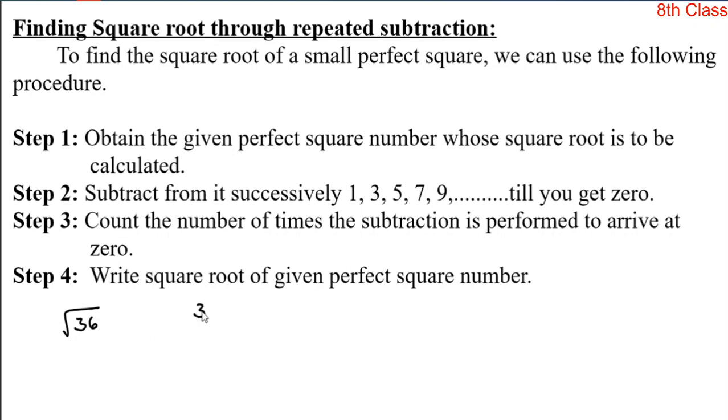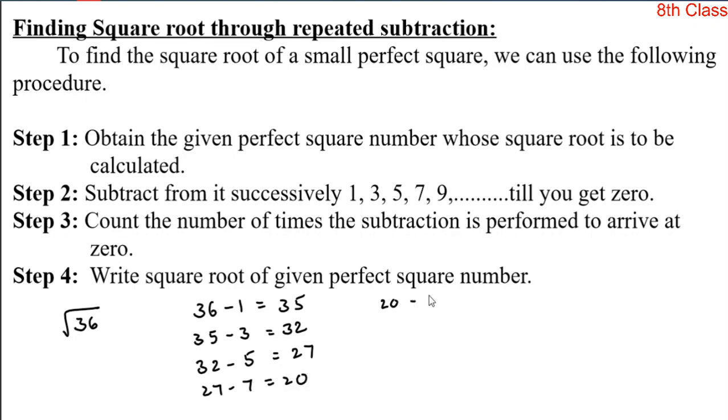First we subtract 1 from 36. Why? Because 1 is the first odd natural number. So 36 minus 1 is equal to 35. Then subtract the second odd natural number, 3. So 35 minus 3 is equal to 32. Then subtract the third one, 32 minus 5 is equal to 27. Fourth, 27 minus 7 is equal to 20. The fifth odd natural number is 9, so 20 minus 9 is equal to 11. The sixth odd natural number is 11, so 11 minus 11 is equal to 0.